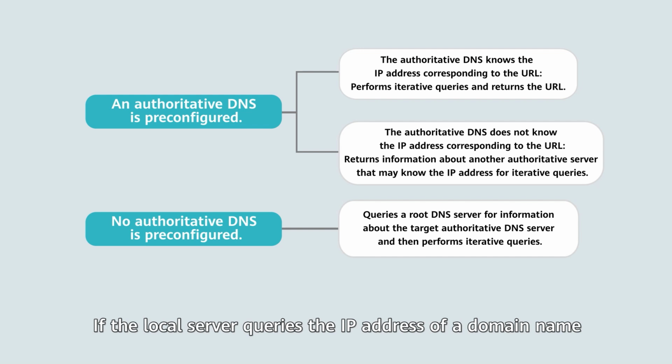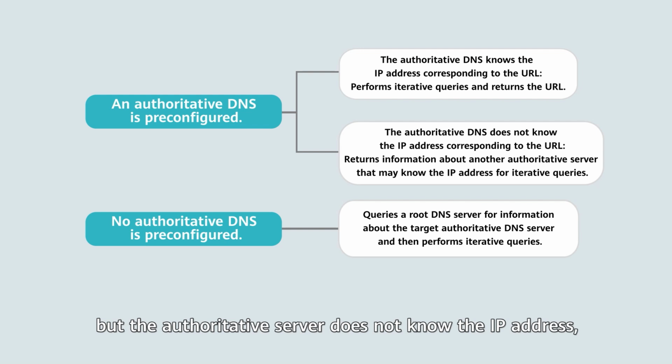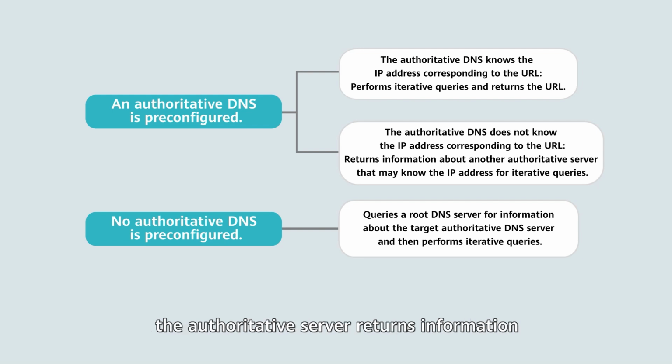If the local server queries the IP address of a domain name, but the authoritative server does not know the IP address, the authoritative server returns information about another authoritative server that may know the IP address. The local DNS server then queries this new server. If the new server doesn't know either, this process repeats until the local DNS server obtains the IP address. If the local DNS server knows where the authoritative DNS server is, it directly queries this server.